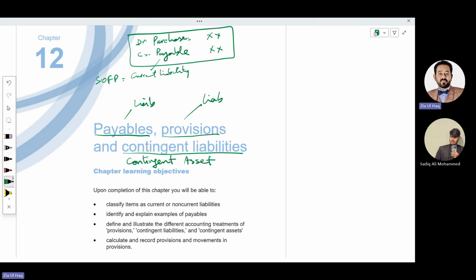And where are liabilities recorded? In the statement of financial position. While contingent liability and contingent asset need to be disclosed only, meaning there is no accounting entry for contingent asset and contingent liability. What are they? We're going to discuss now. For payable, the accounting entry is purchases debit, payable credit. For provision liability, the accounting entry will be debit expense and credit provision liability.